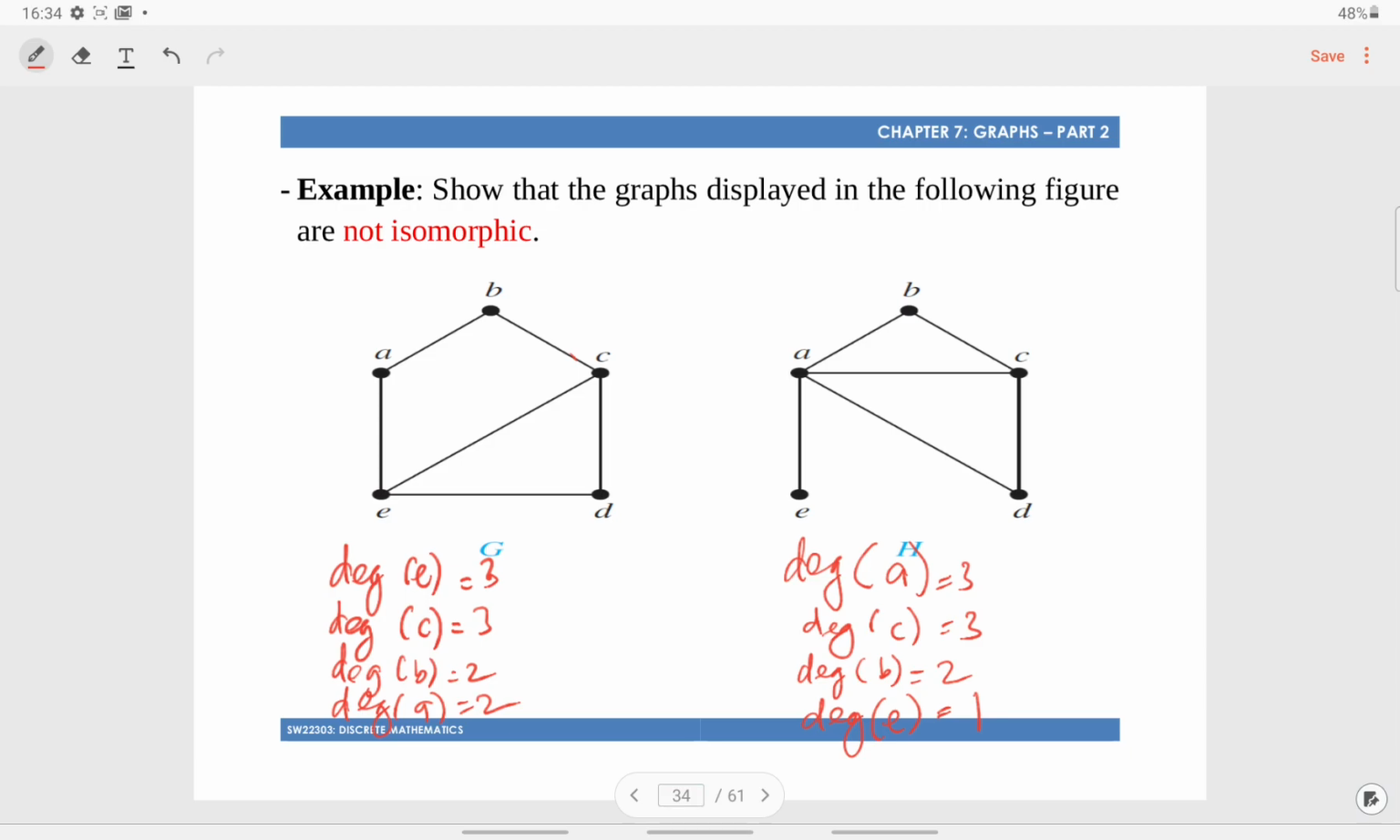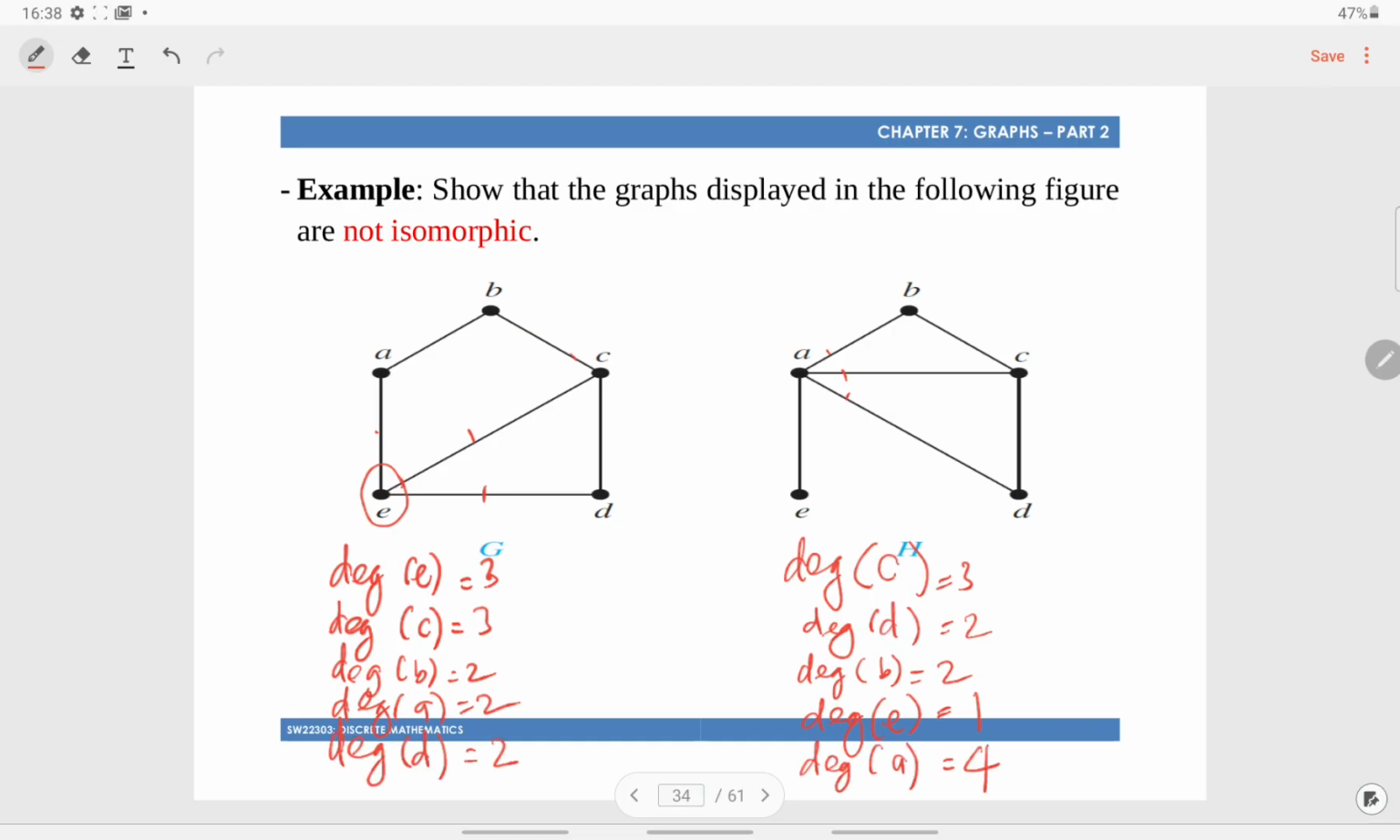As we can see, in graph G we have vertex E with degree 3, because it is adjacent to 3 vertices: A, C, and D. So the degree of E is equal to 3. In graph H, we also have a vertex with such a property. We have A, which also has 1, 2, 3.